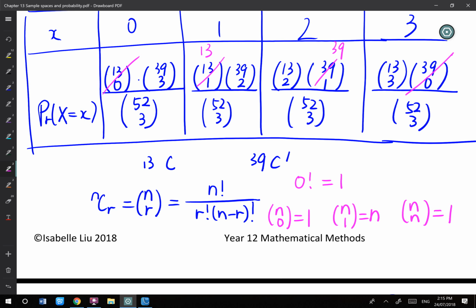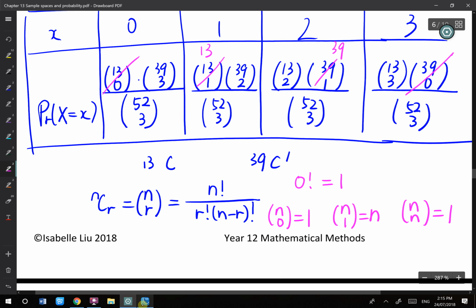But instead of using the nCr formula, n factorial over r factorial times n minus r factorial, the number is quite large. Like 52 select 3, you can imagine 52 times 51 times 50 times 49 until 1, it's quite large. So what we can do is use a calculator.